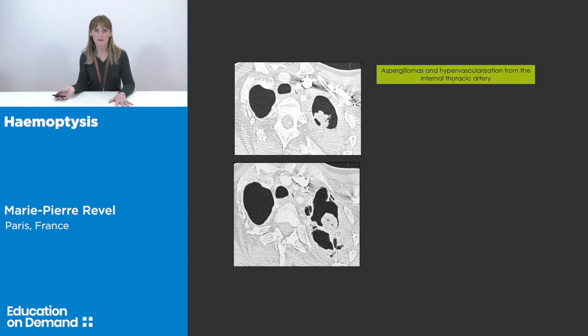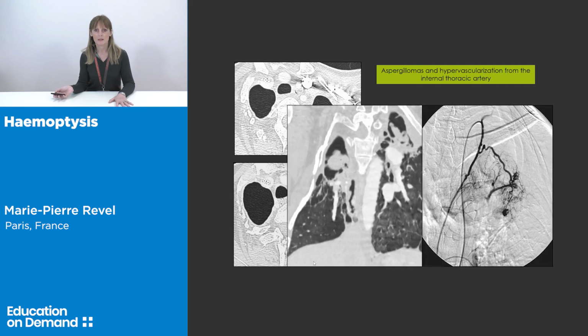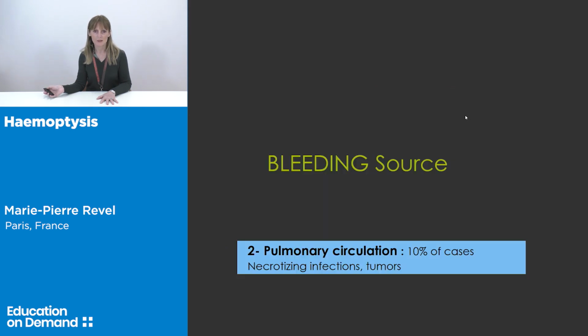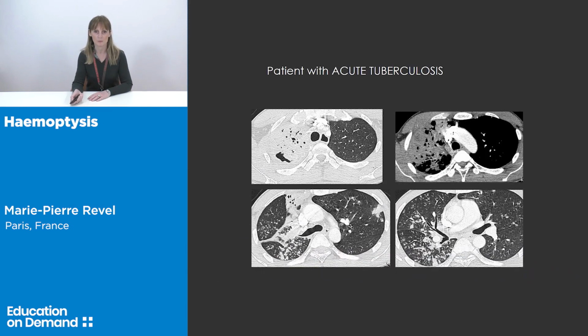Another case, a young patient with aspergillomas. She had a bleeding originating from the internal thoracic artery, and she was successfully treated by embolization. However, the pulmonary circulation is sometimes involved. It's reported to occur in 10% of cases, and mainly in patients with necrotizing infections or tumor.